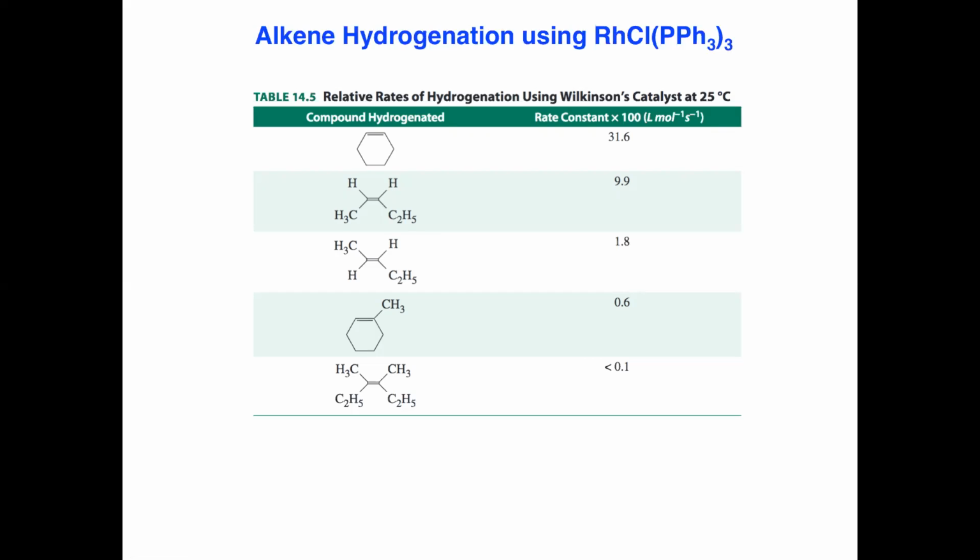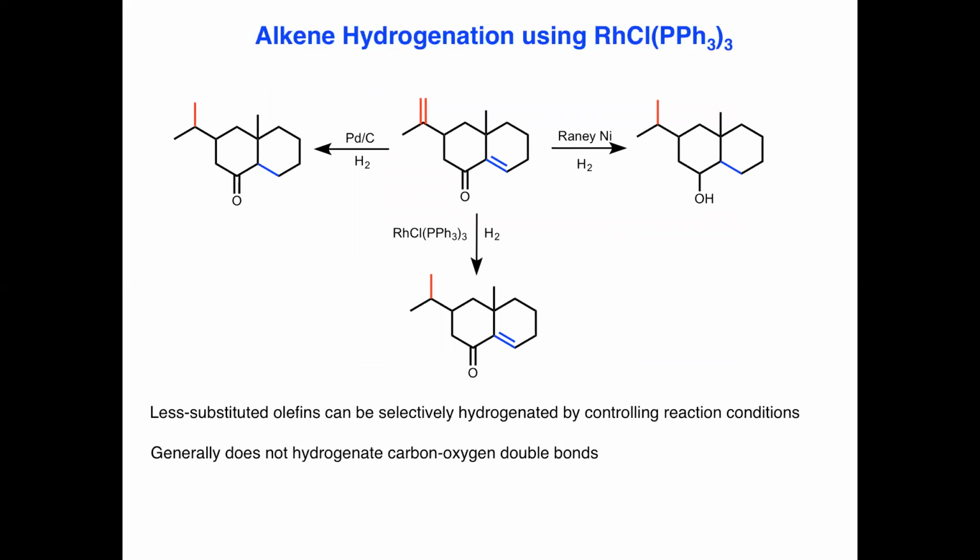But this can be utilized quite strategically if you have a rather complex molecule where you have multiple alkene groups and you only want to hydrogenate one of them. So if you pick your conditions very carefully, you can selectively hydrogenate this geminal disubstituted olefin right here while leaving this trisubstituted olefin untouched. So this is, again, one of the really nice benefits that we have available to us in using a homogeneous catalyst versus a heterogeneously catalyzed process, is that we can operate under relatively mild conditions, and if we pick our conditions just right, we can realize a good degree of both chemoselectivity and regioselectivity.